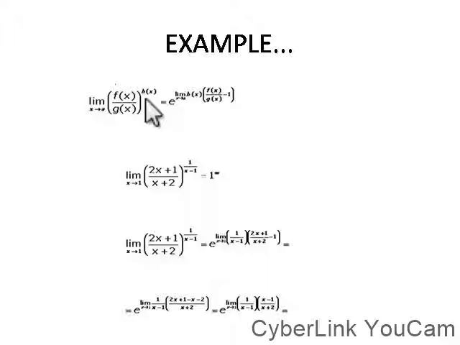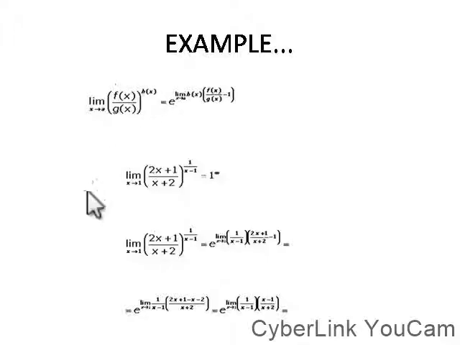I again repeat the formula. Limit x tends to a, f of x upon g of x raised to k of x. If it gives 1 raised to infinity, then the answer is e raised to limit x tends to a, f of x upon g of x minus 1, into k of x. That means you have to subtract 1 from the function and multiply by the power.